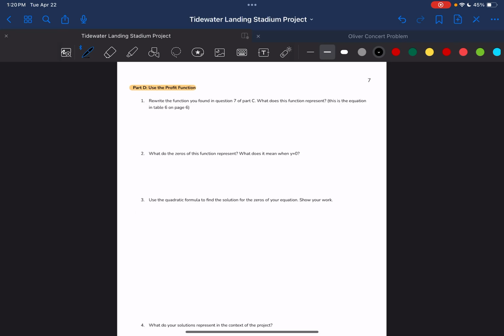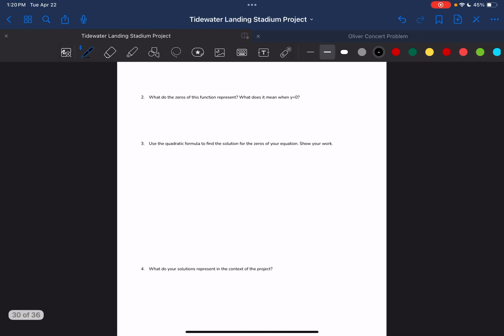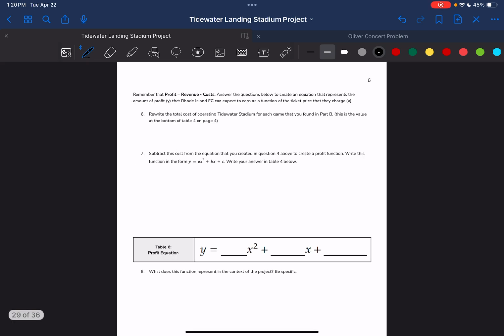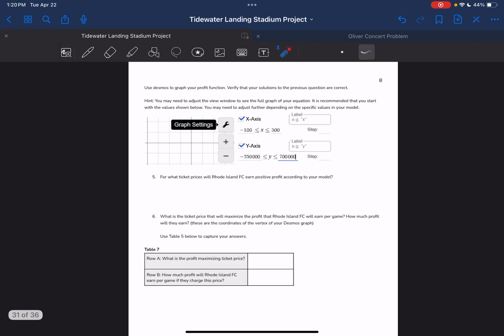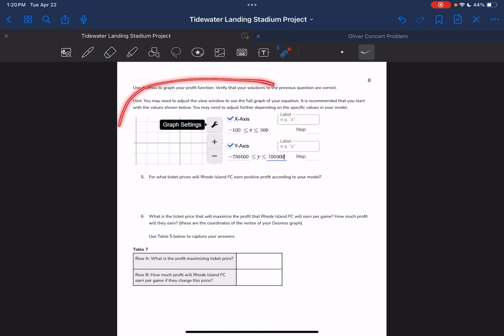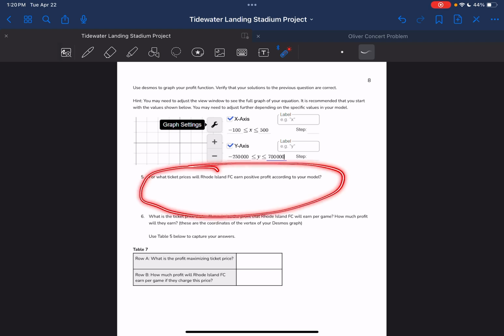All right, so we jump back to the Tidewater Landing Stadium project. This is the exact process you're going to want to do. So you're going to want to take your profit function and you're going to use the quadratic formula to find the zeros, right? Find the ticket prices where, based on your profit function, Tidewater Landing Stadium would earn 0 profit. And then you're going to check that using Desmos. And you're going to say, what are all of the ticket prices that Rhode Island FC will earn positive profit?